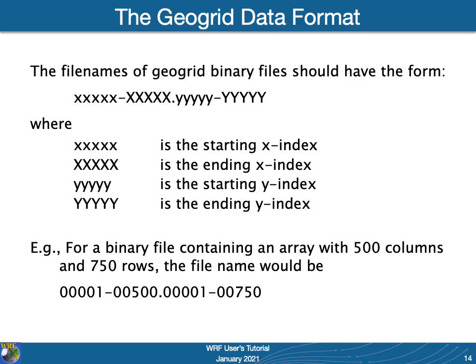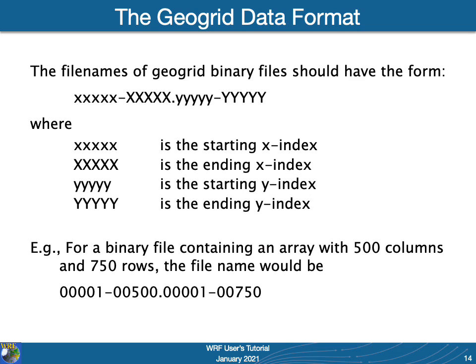In addition to a particular file format, the GeoGrid program expects a particular file naming convention for all binary files of data, and that convention is 5 digits, hyphen, 5 digits, dot, 5 digits, hyphen, 5 digits. This first set of digits represents the starting X index of the data contained in the file, and the second set of 5 digits represents the ending X index, and these are 1-based indices that we'll see an example of in the next slide. The third set of digits represents the starting Y index, and the last represents the ending Y index of the data set contained in a file.